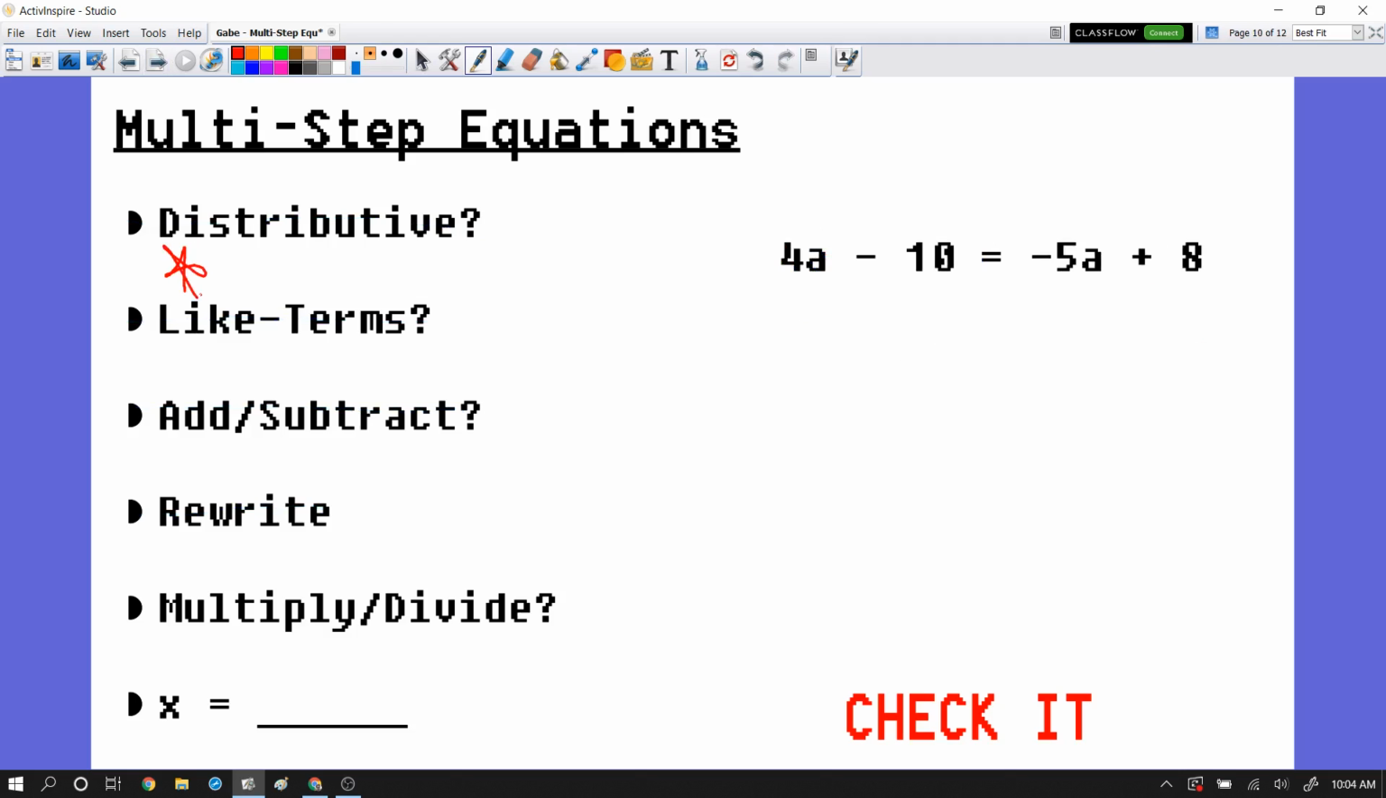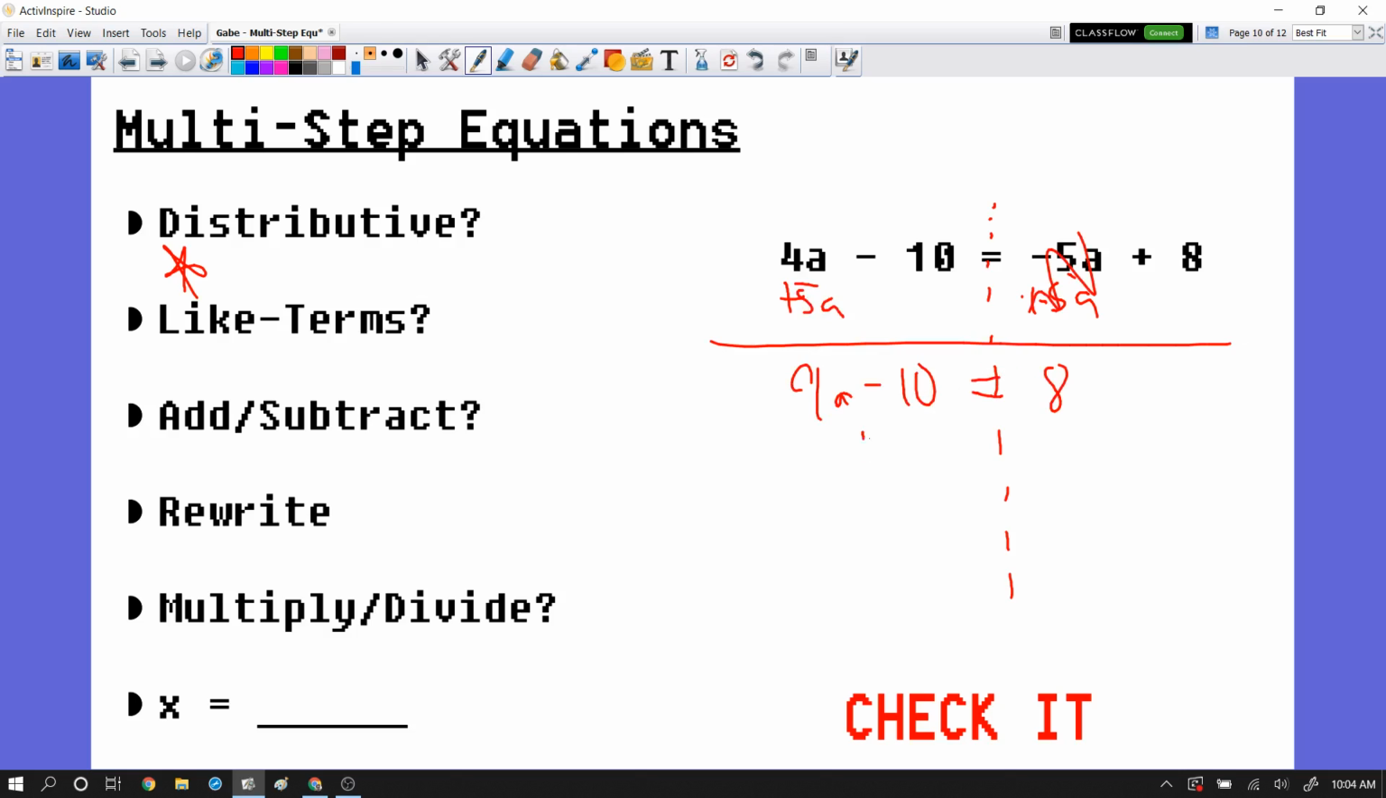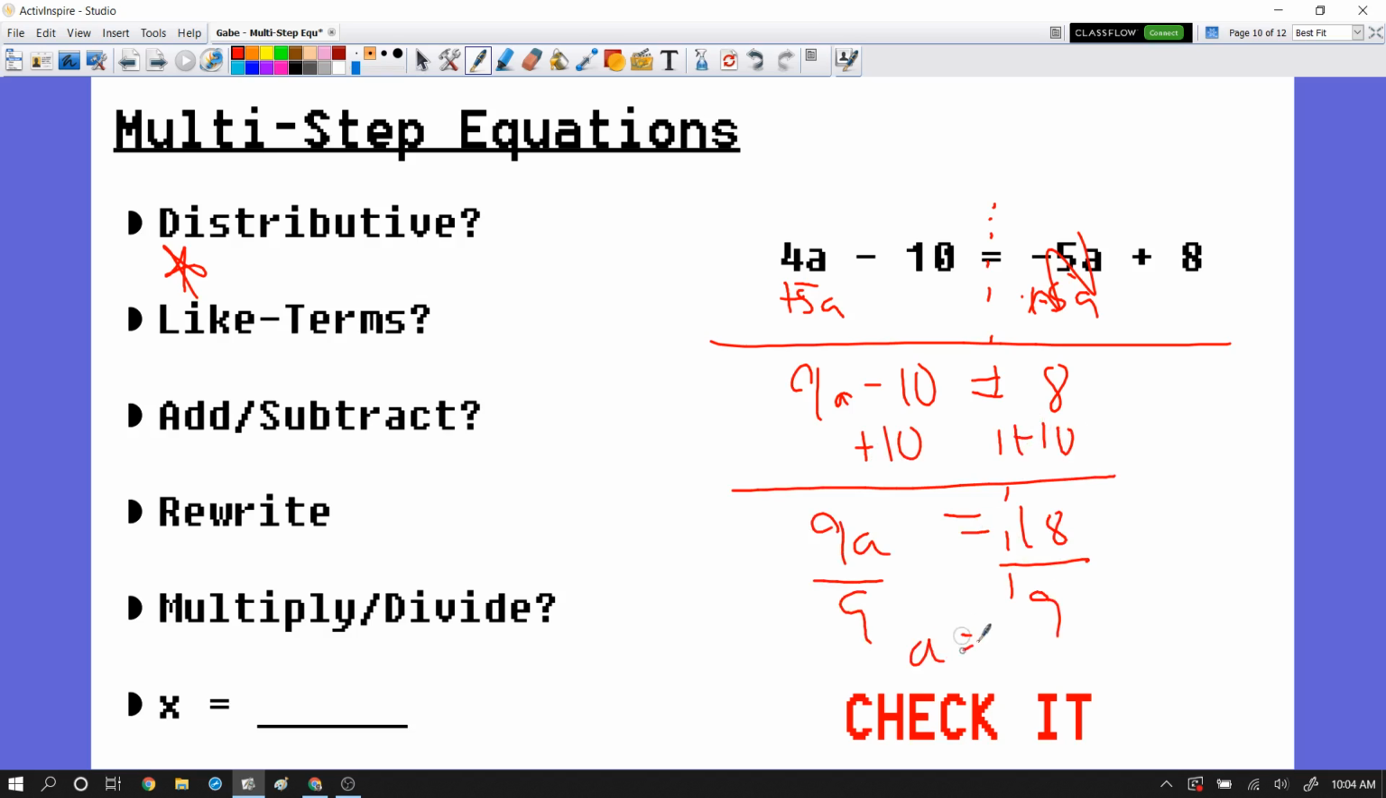Again, we have variables on both sides. Solve it and then check it. Smallest variable is negative 5a, so plus 5a. So that's 9a minus 10 equals 8 plus 10. Divide by 9, a equals 2. Check it. 4 times 2 minus 10 equals negative 5 times 2 plus 8.